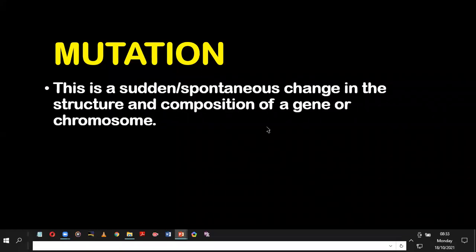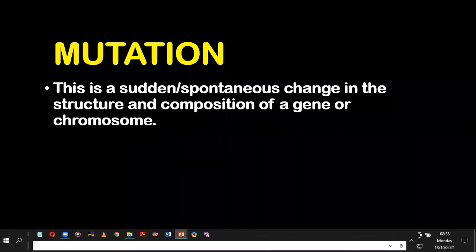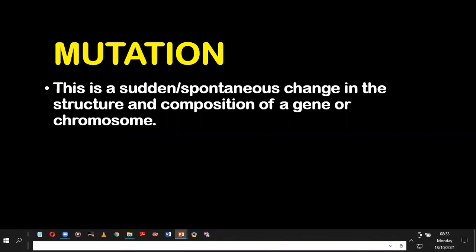Now, mutations, it is a sudden and spontaneous change. Sudden means it's rapid, it's quick. Then spontaneous means it occurs on its own. Sudden, it's like it's improbable. You don't expect it to occur. You don't expect it to happen, but from nowhere, it occurs, and it occurs on its own. So it's a sudden and spontaneous change in the structure and composition of a gene.